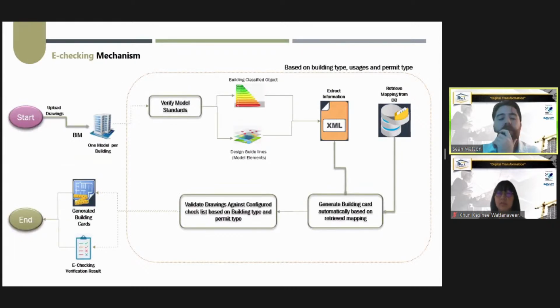So like I touched upon briefly, we would look to implement e-checking. That would come directly from the model. So there would be one model per building. We would verify the standards. Each of the classified building objects would be extracted in XML. The building card would read the XML and retrieve the mapping from the database to populate the building card. So we would understand what the space usages are, and from the classification system, we could retrieve exactly those requirements. We could then validate the drawings against the configured checklist, and then generate the building cards and give a result on the e-checking. So whether the minimum spatial areas are met, we can then give the feedback to the consultant, and they can review their design and resubmit accordingly.